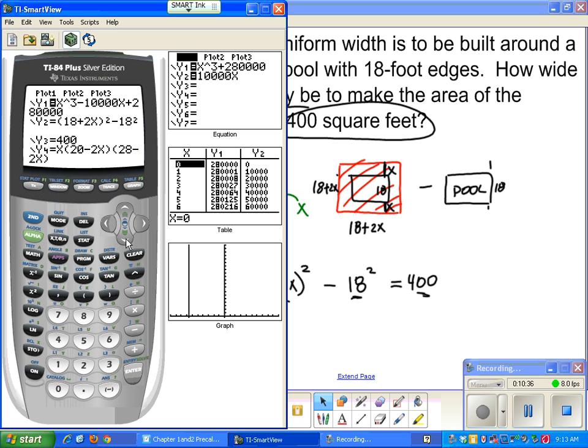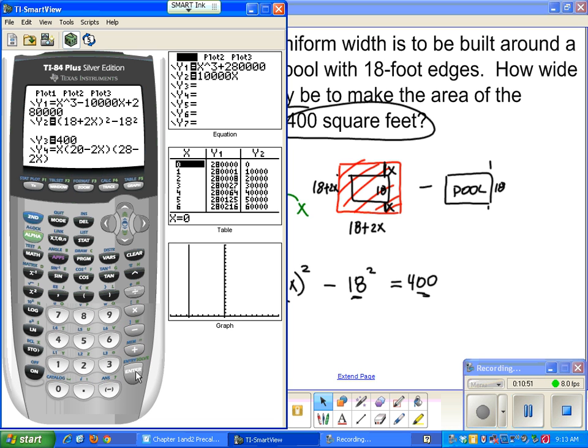Okay, so I'm going to turn this off. My equations were here and here, and I'm finding the intersection. Now, again, you have to think about the dimensions of the pool.